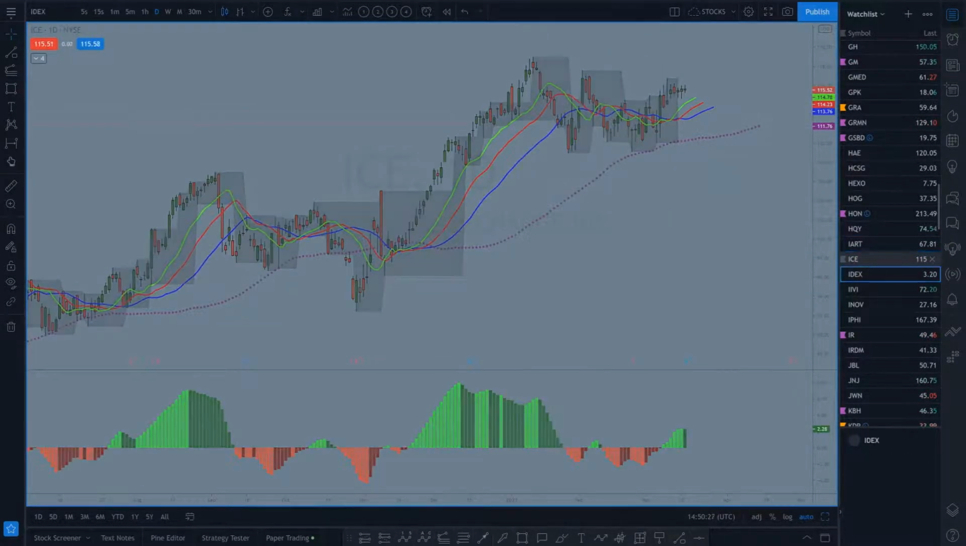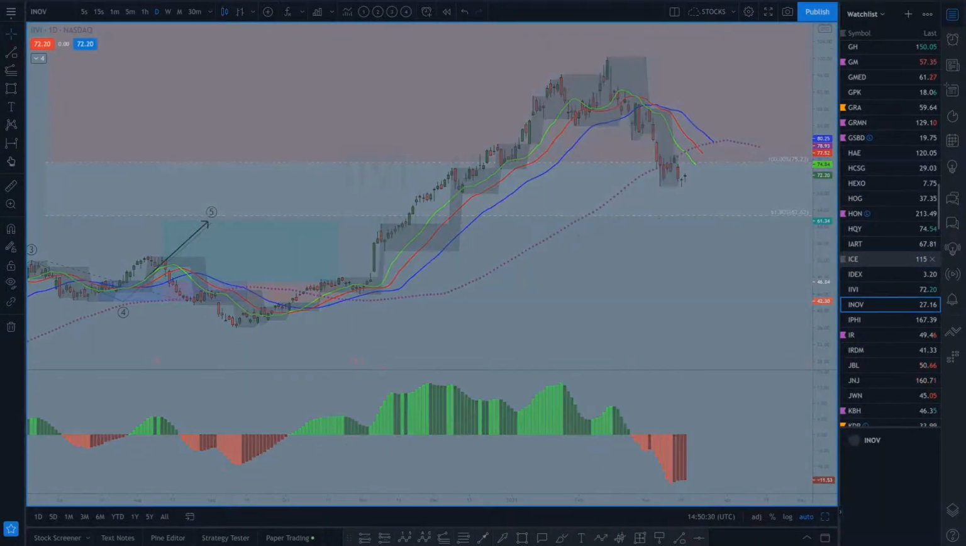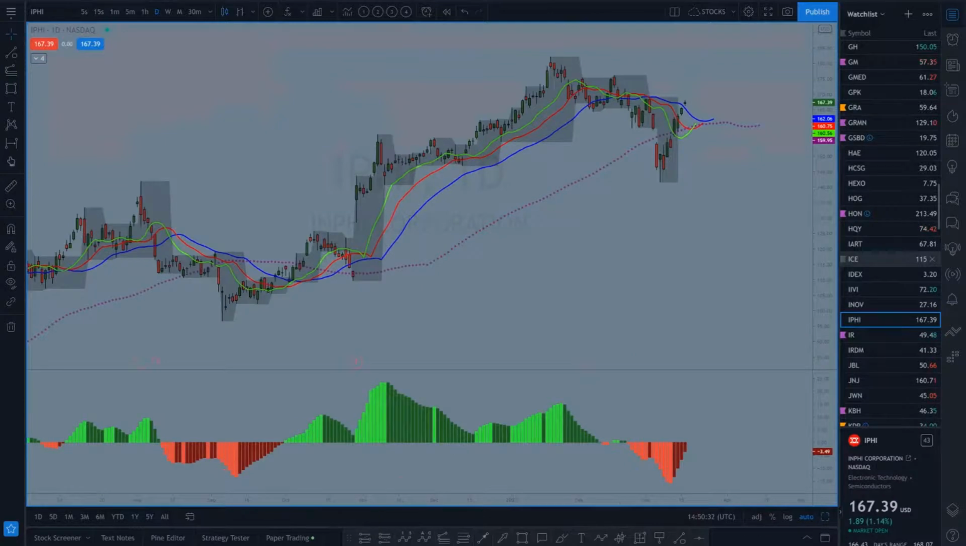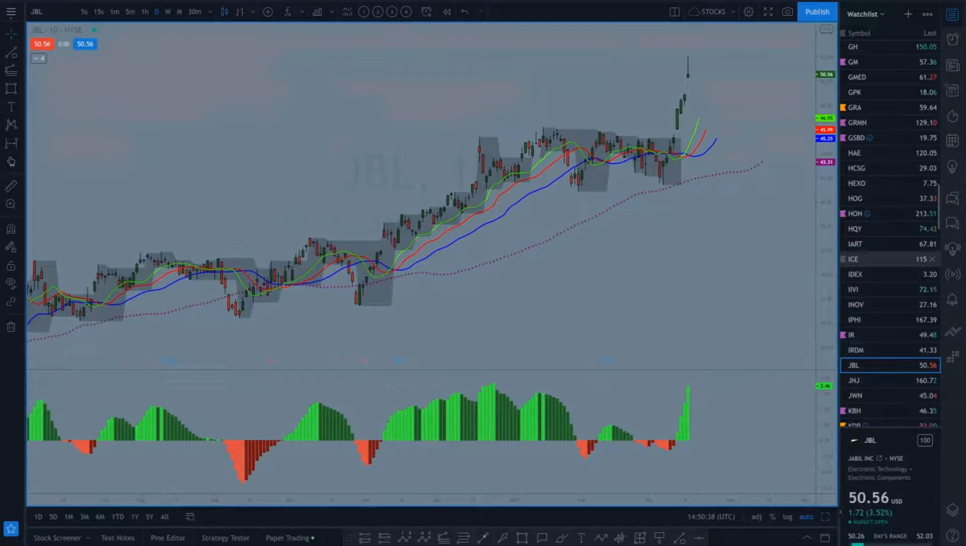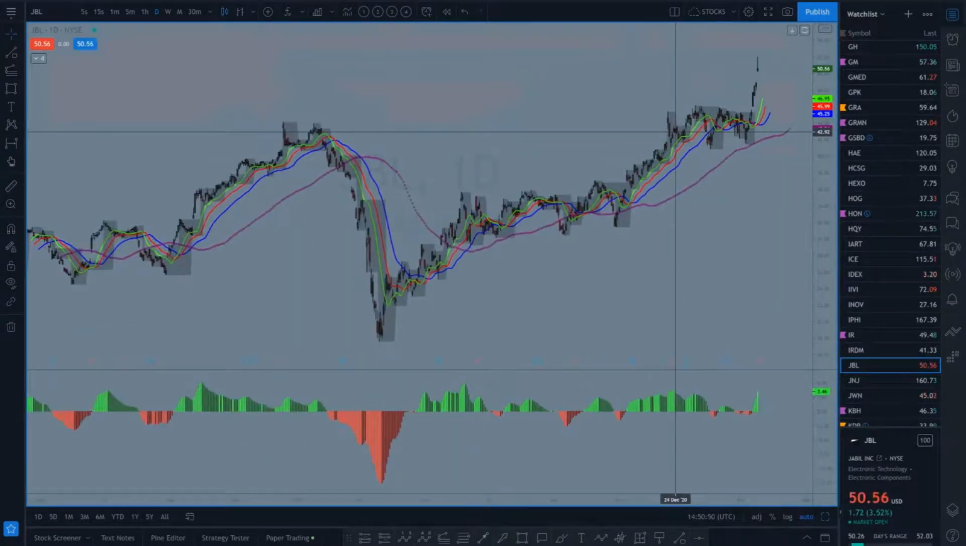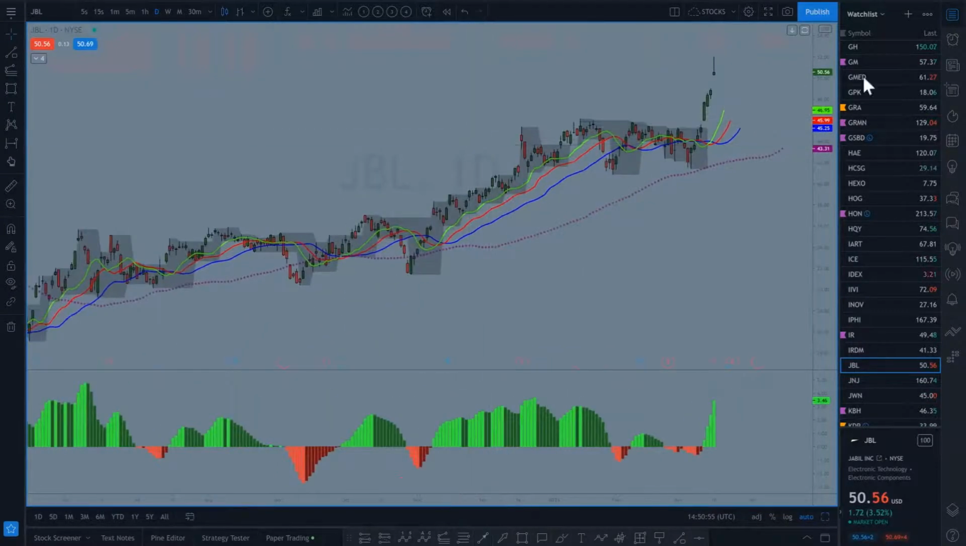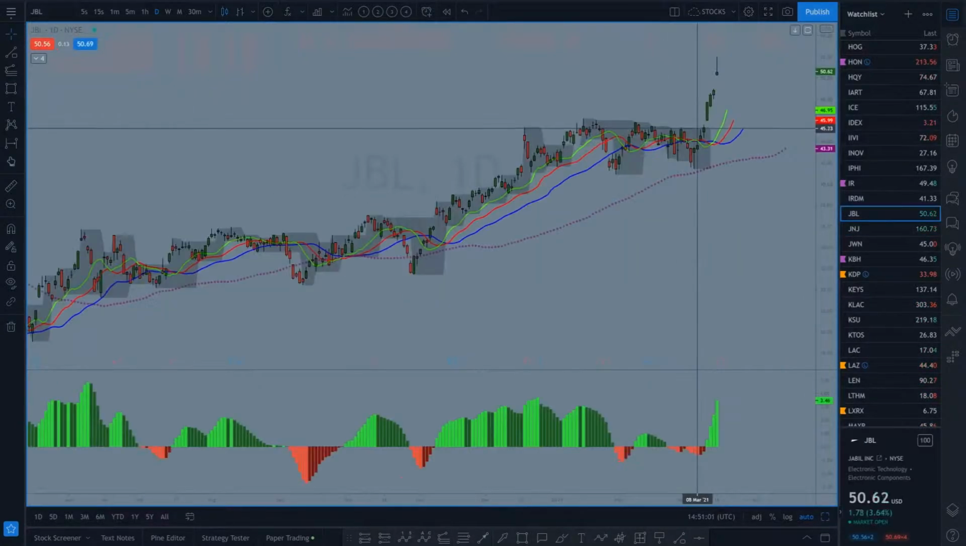We have ICE, IDEX, IPHI, okay, IRDM. Oh, I haven't even noticed that. The entire of last week. Okay, could have been long here. See, it has nothing to the left. These were higher highs. I'll add this to the purple list, which means something that I should have taken.